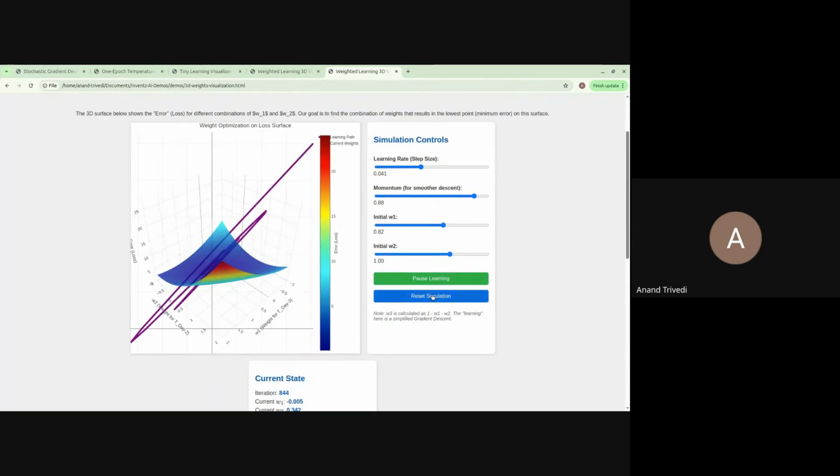Okay, done. Let me now go to a different example. My different example is somewhat close to real life this time.